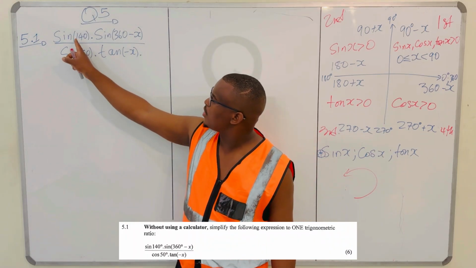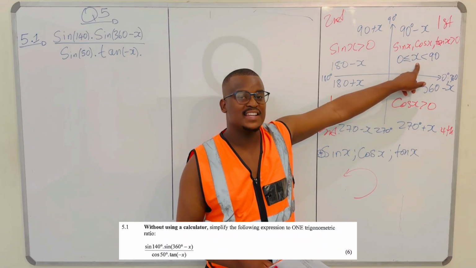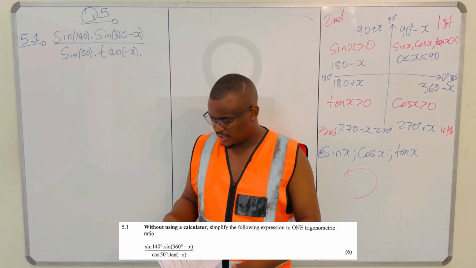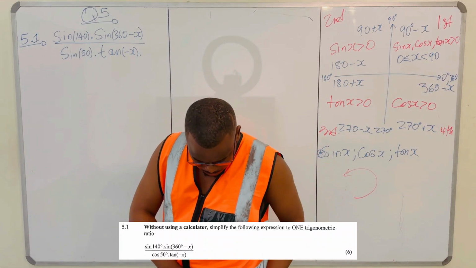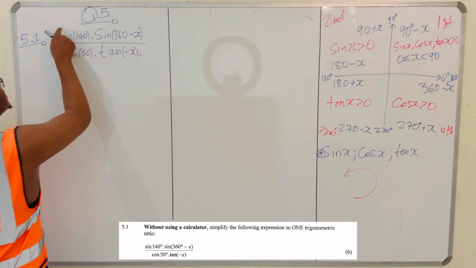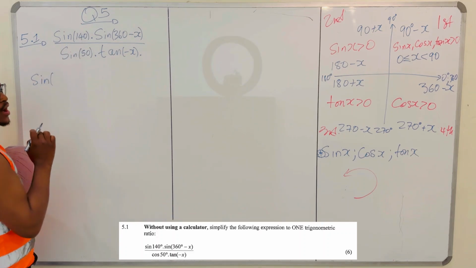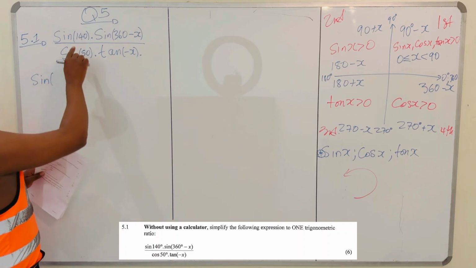We need to write this 140 as an acute angle, which is an angle that falls on this interval. How do we do that? This is what we do. So I'm going to use the blue ink now. You rewrite this sine. So you say sine. What is this? This is 140, right?